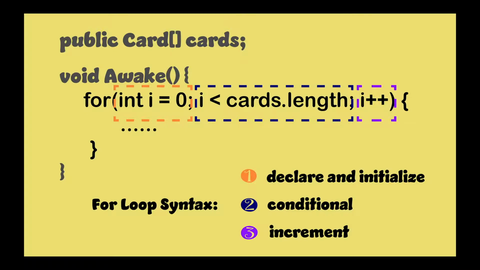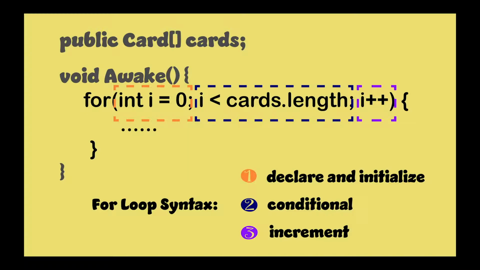Next, we have the conditional, which must be supplied. This conditional will be evaluated before every iteration of the loop. Finally, we have the optional section that allows us to increment or decrement any variable we would like. This section will run after every iteration of the loop.